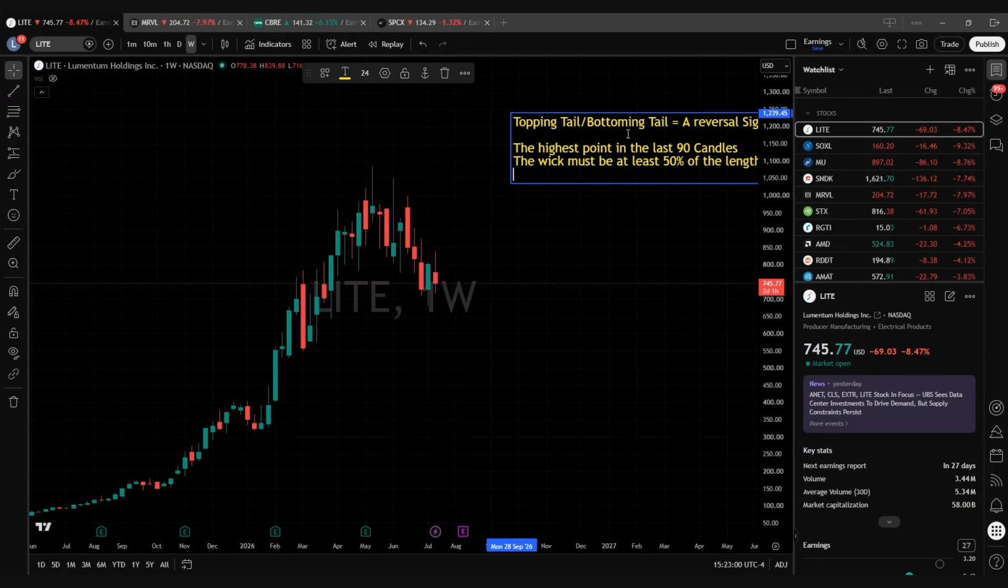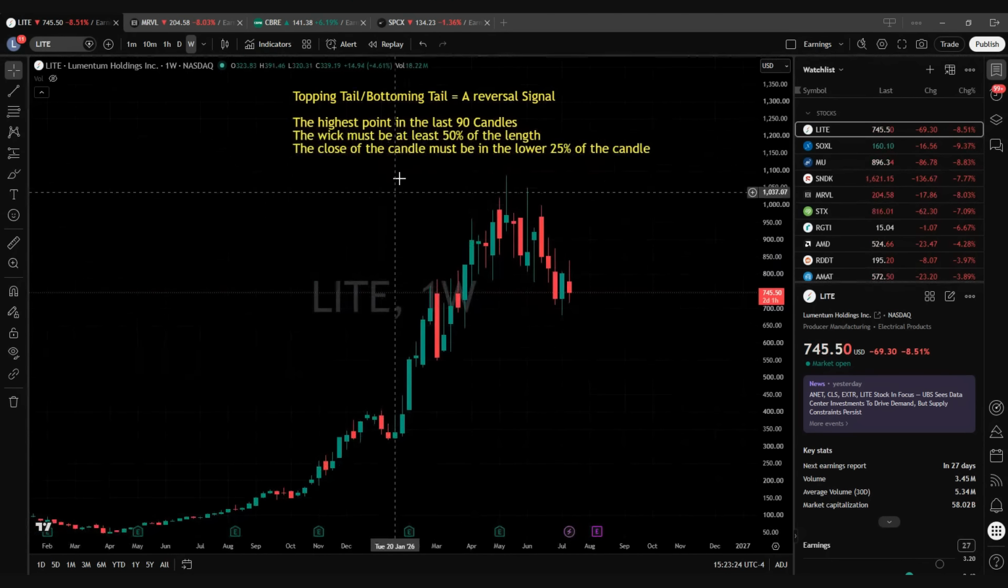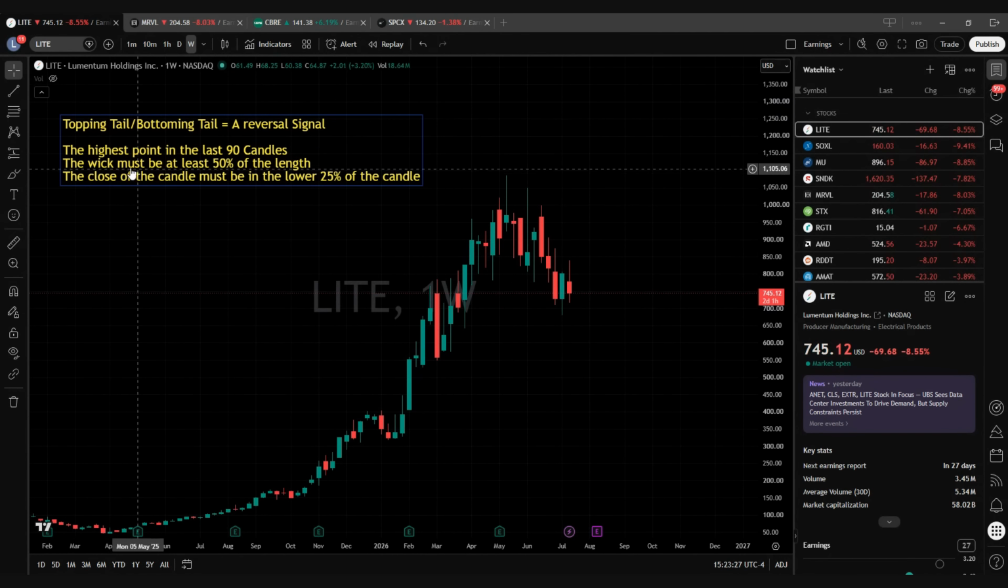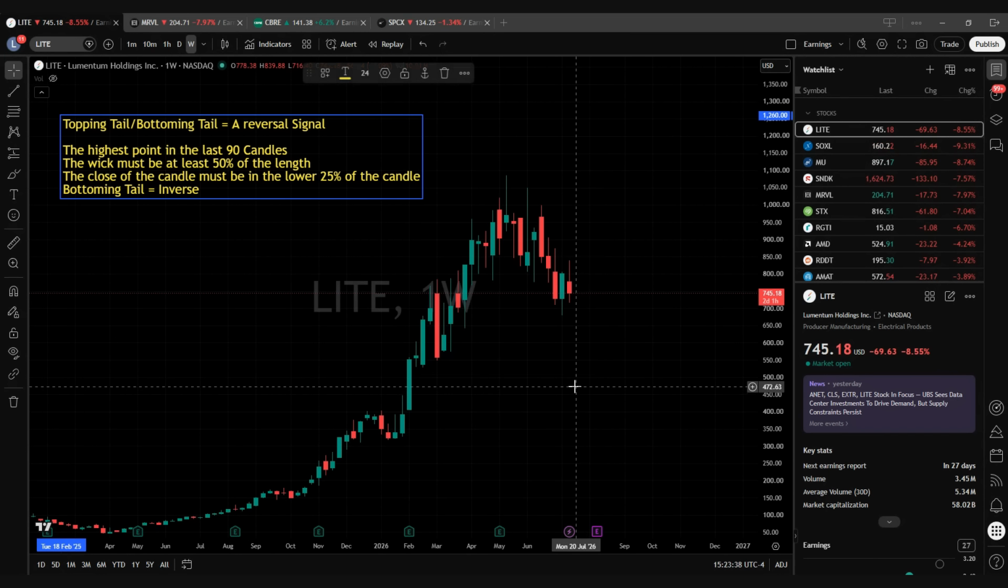And I'll move this over in just a moment. And the body, the close of the candle, must be in the lower 5% of. And this will all make sense in just a moment, right? So this is a topping tail slash bottoming tail. So what are we looking for? And a bottoming tail would just be the inverse of that.